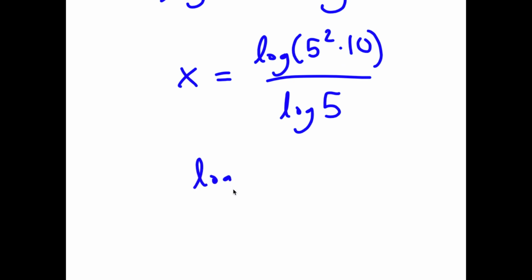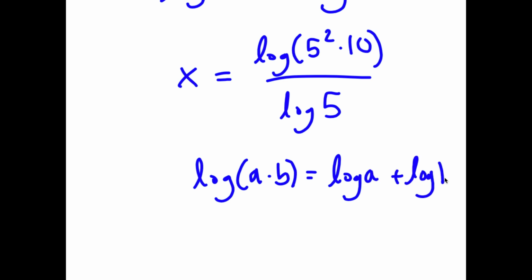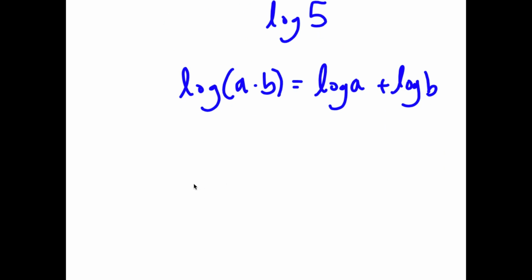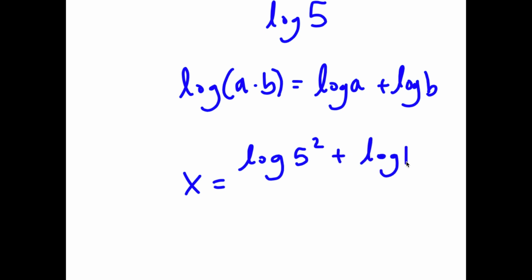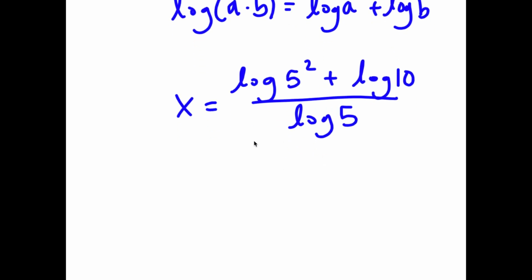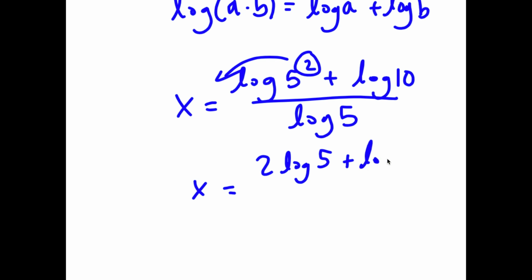Now if I have something in the form log of a times b, this is equal to log a plus log b. So log of 5 squared times 10, that's going to equal log 5 squared plus log 10. Now I have this over log 5. Now remember how if I have something in the form log a to the power of b, I can move this to the front. So now I have x is equal to 2 log 5 plus log 10 over log 5.